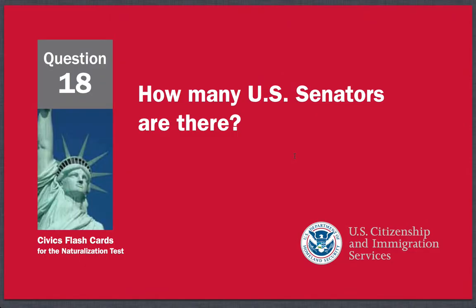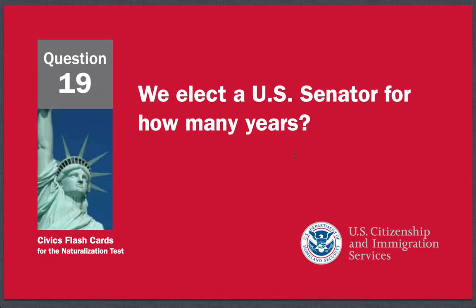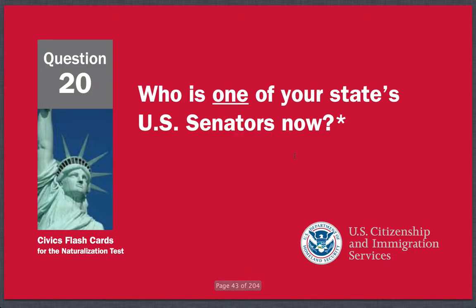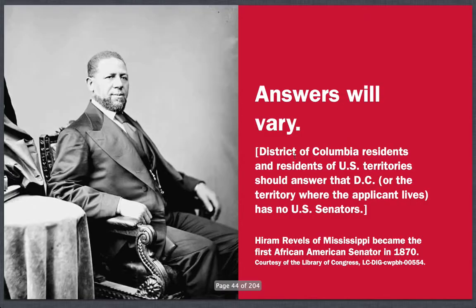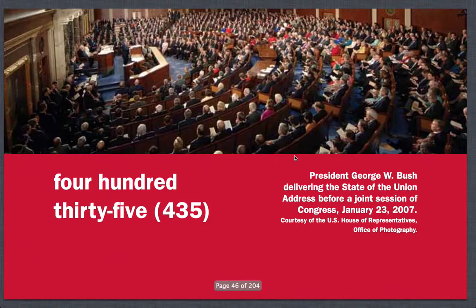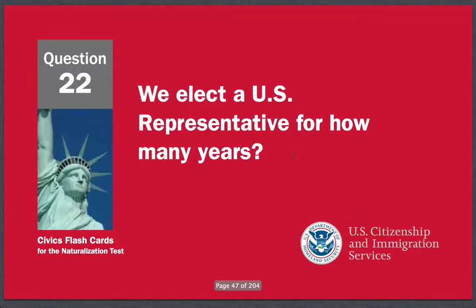How many U.S. senators are there? 100. We elect a U.S. senator for how many years? 6 years. And who is one of the U.S. senators now? You have a bunch of them right now, and as you know, you have Senator Hillary Clinton, etc. You can pick one. The House of Representatives has many voting members. It's 435 of them.